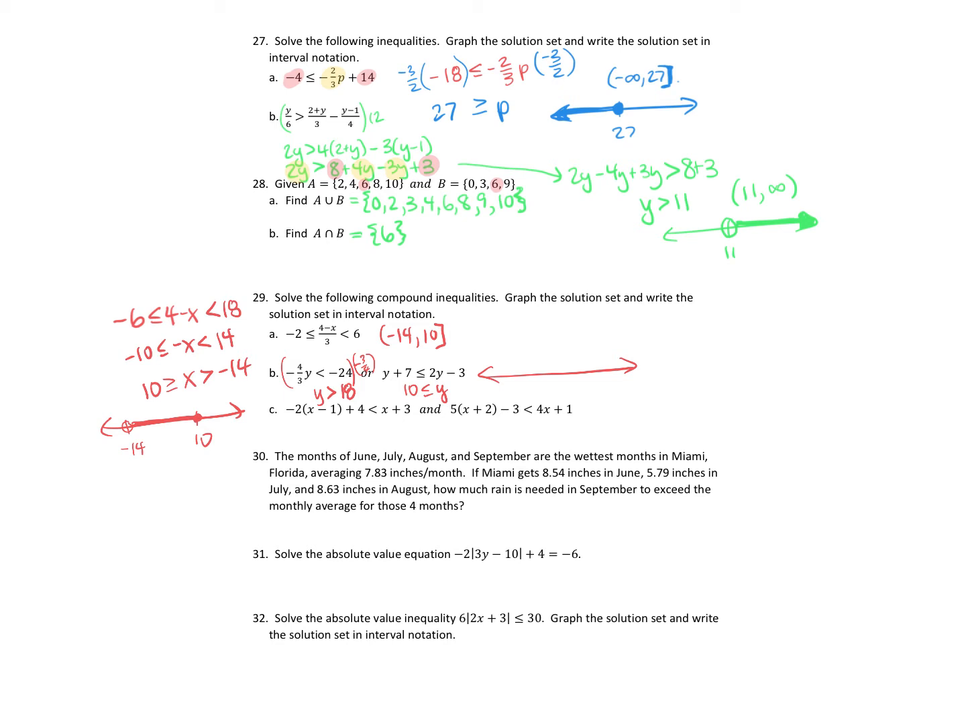Is this one. And then y is greater than or equal to 10 or y is greater than 18. So that would include that. Since it's an or, it's that or that. So that means we're going to include both of them. So this goes from 10 to infinity.